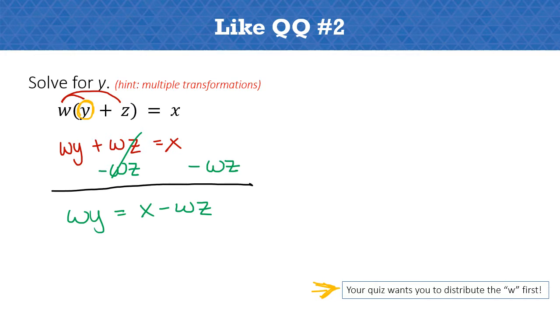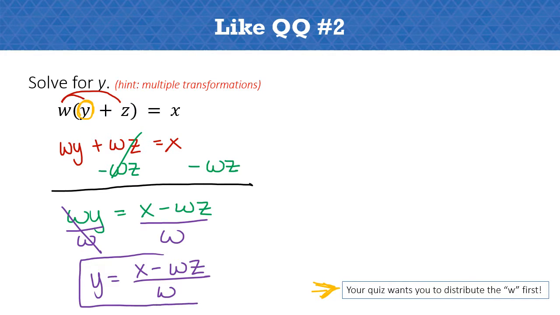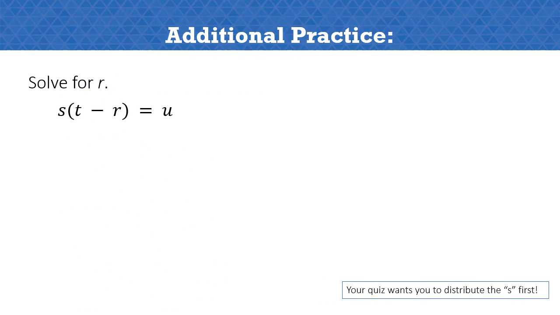So now we have w times y is equal to x minus wz. We are multiplying the w and the y, so the inverse operation is division. Divide both sides by w. So we're left with y is equal to x minus wz over w. And the y is by itself. We're good to go. So let's look at another example like that just to help us get some more practice.